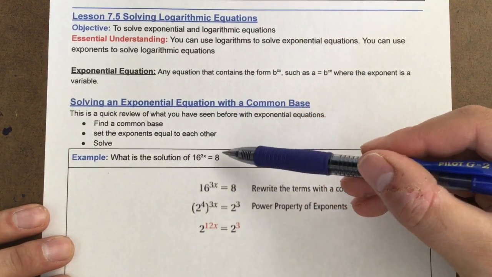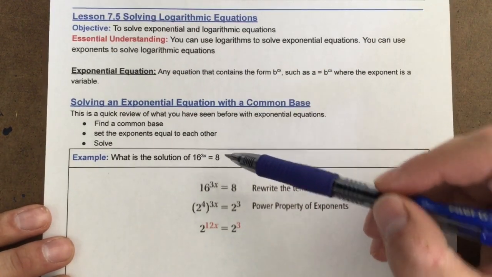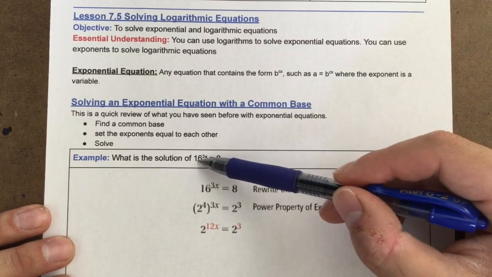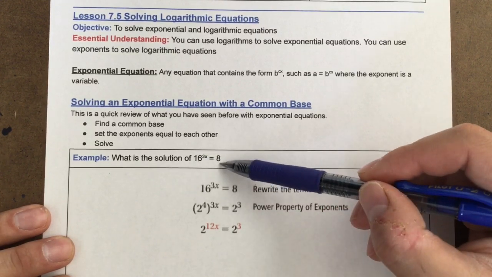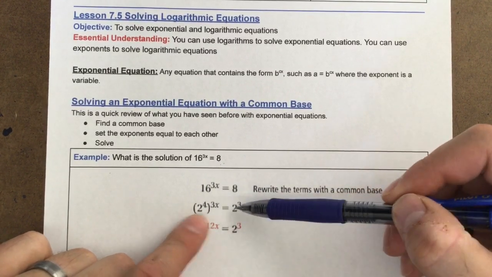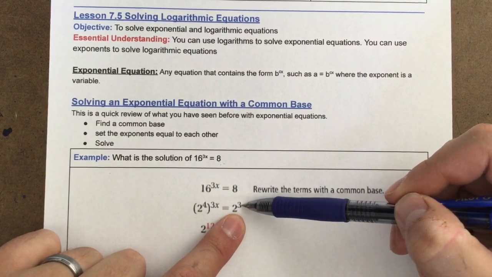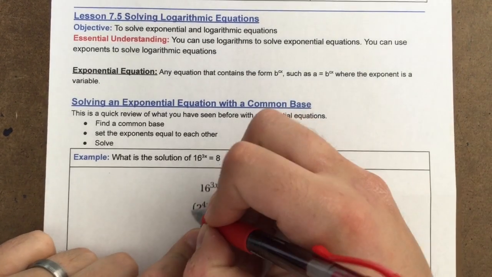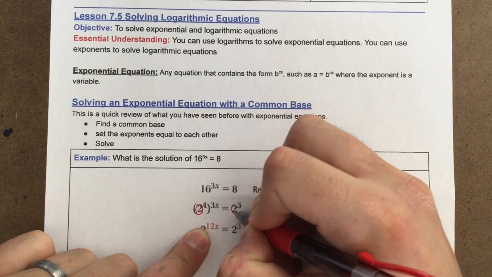So you can see here, if we're going to solve this exponential equation, 16 raised to the 3x equals 8, I can actually find a common base between 16 and 8. I can change 16 to equal 2 to the 4th power, and I can change 8 to equal 2 cubed. Right? So the common base in this example would be 2. They have that nice common base.